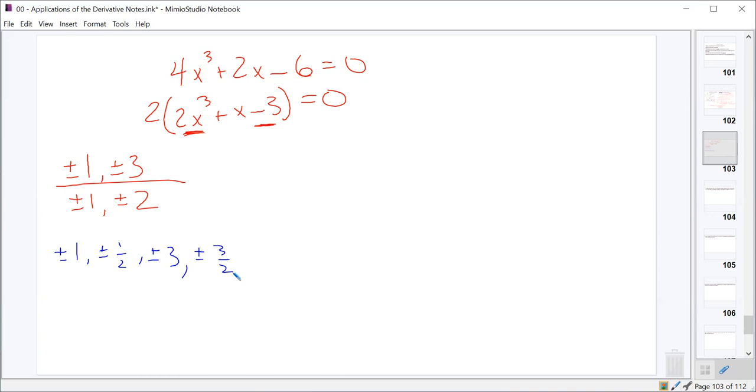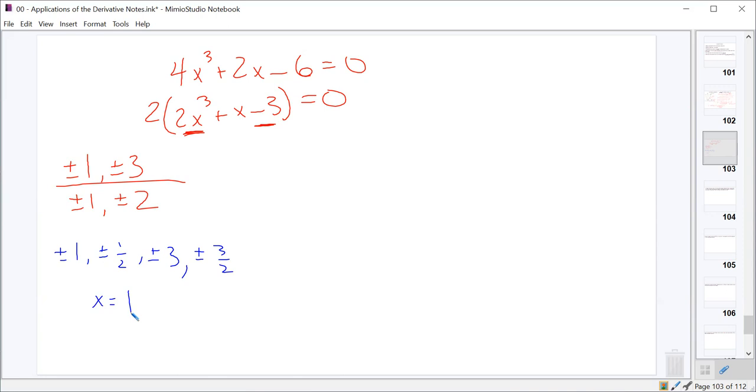And from there, unless you want to use Descartes' rule of signs, which I'm not going to worry about, we're just going to pick one of these values to start with and divide our cubic by the binomial that would make one of these values our root. So let's start with x equals 1 as a first attempt here.